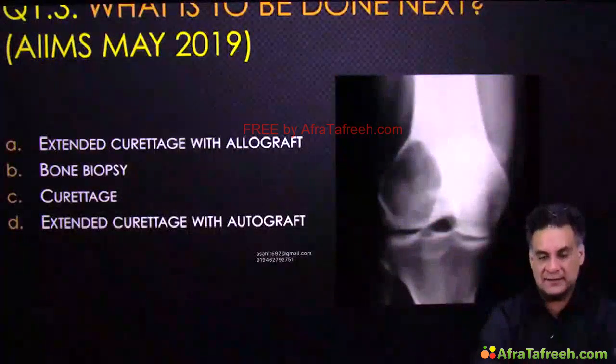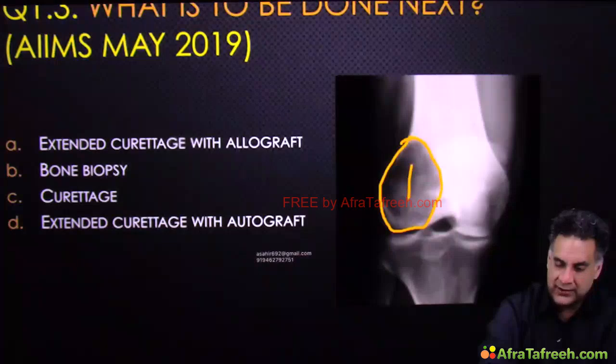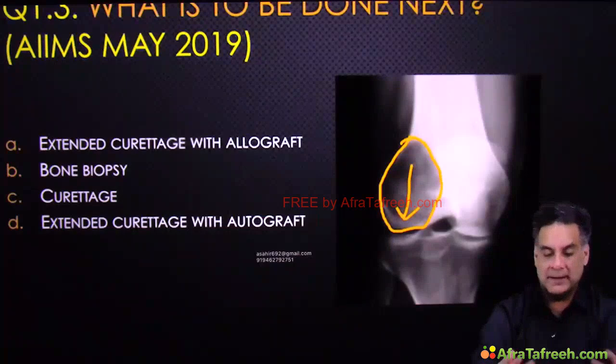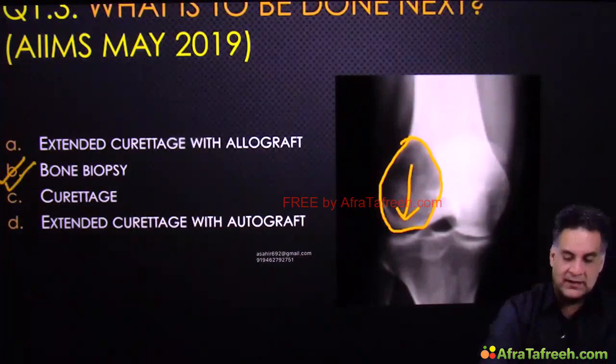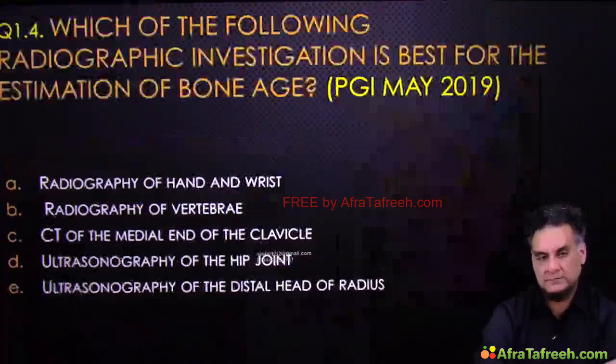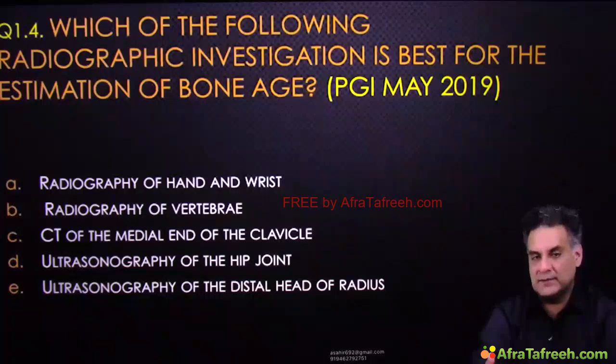What is to be done next? They have shown you a lesion going right till the joint. What will you do? Biopsy. Tissue is the diagnosis. You could have done an MRI, but that's not in the option. So biopsy.